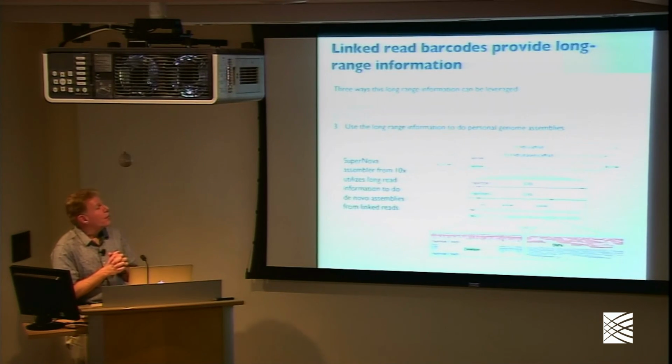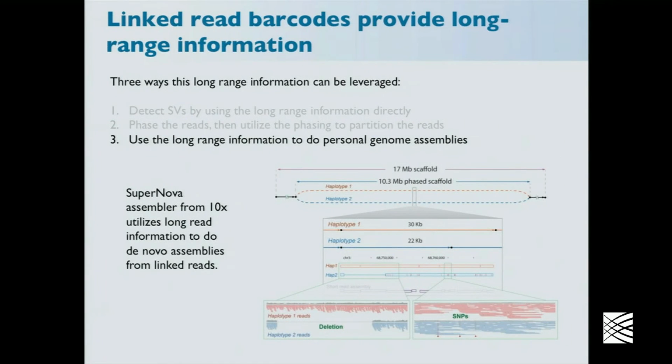So I wanted to also talk about the third thing that you can do with this long-range information. David Jaffe, who was formerly at the Broad and worked on many assembly algorithms here, including most recently Discovar, has gone to 10x and is working there in conjunction with other people on a new assembler called Supernova. Preliminary results suggest that using this long-range information from the linked reads, it's enough to do pretty decent assemblies just from the linked reads. You don't need long insert libraries, you don't need PacBio, but you can get pretty good personal genome assemblies just from the linked reads and enough computational power.